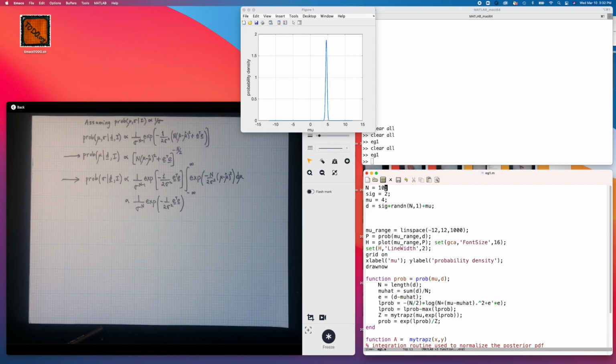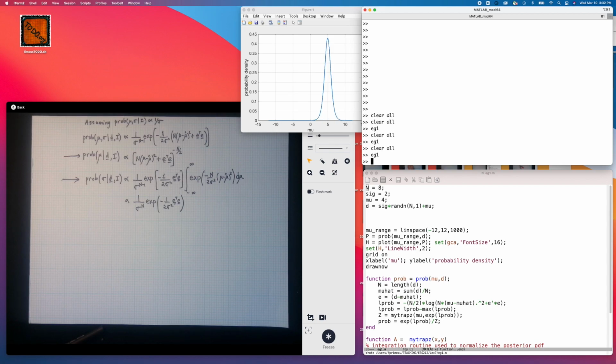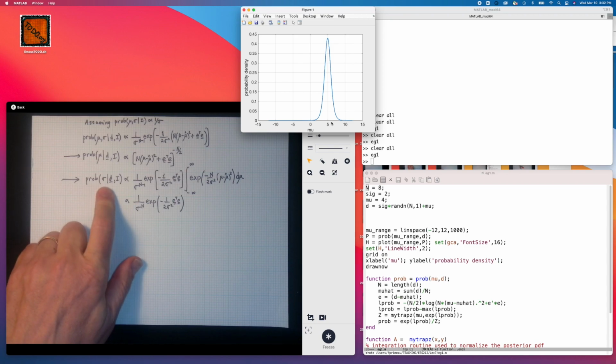Let's try it again for a smaller value. Suppose I have only 8 points. It's still fairly well centered, close to 4. Now the error is much wider. So how can we check whether the answer is right or not? I'll leave that as an exercise. Let's implement the posterior probability for sigma.